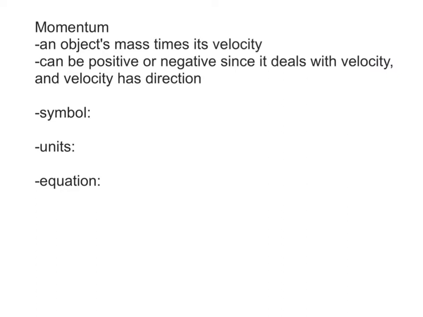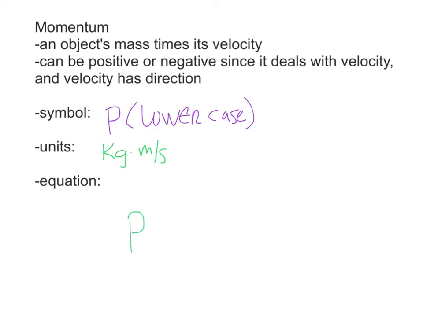The symbol for momentum makes absolutely no sense. It's a lowercase p. So not capital P, this is lowercase. The units for momentum are a little bit strange to get used to. It's a mass times a velocity. This doesn't reduce to anything. The units for mass are kilograms. The units for velocity are meters per second. So the units for momentum are kilogram meter per second. And the equation for momentum is in the definition, p equals mv.